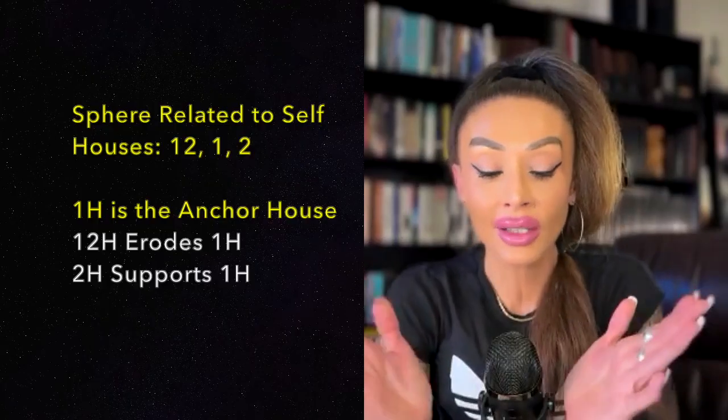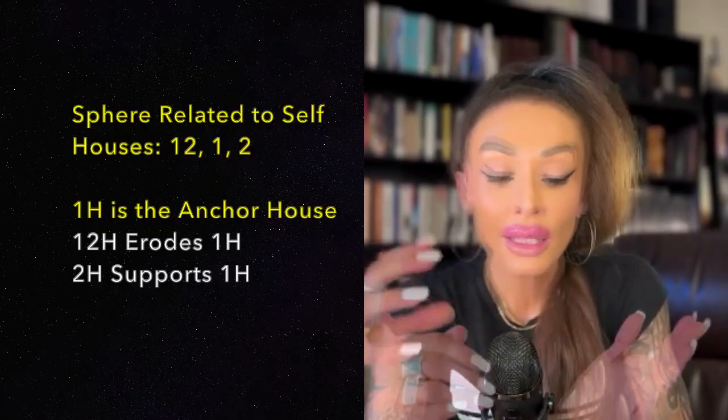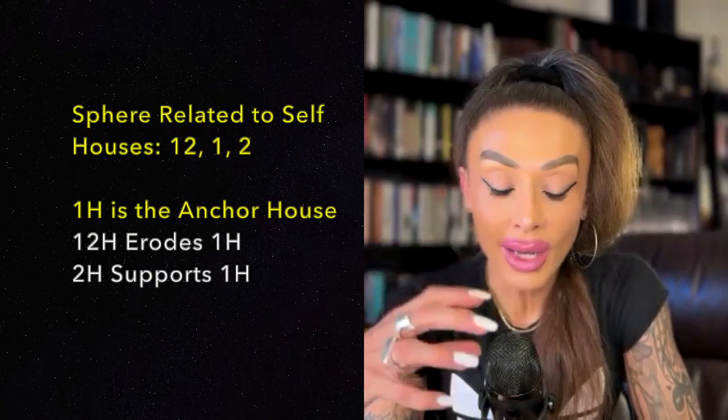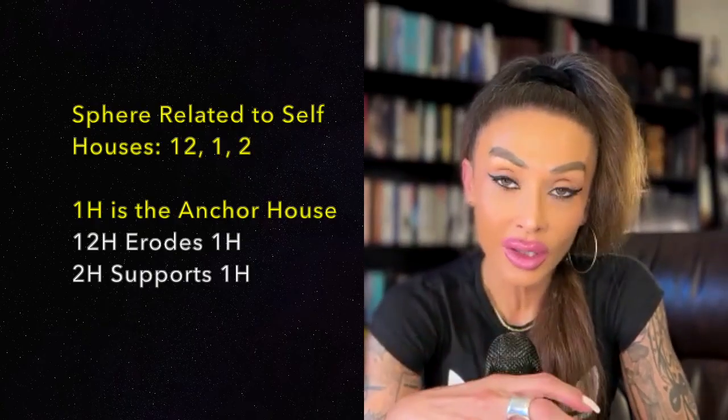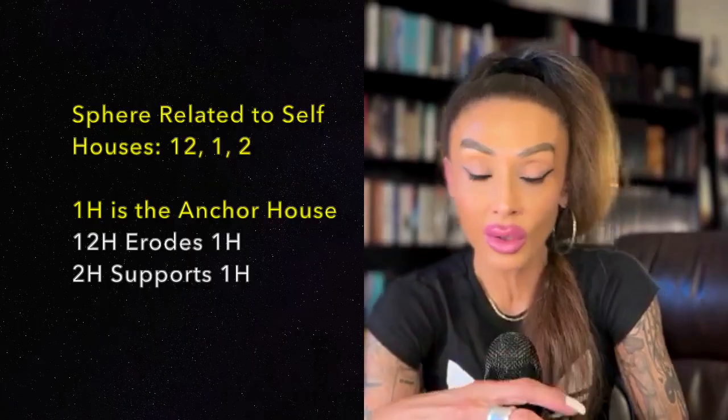So let's take the sector that's related to the self, which includes houses 12, 1, and 2. The houses beside them, there's always one house that is considered below the anchor point and another house that's above the anchor point. The house that's below the anchor point is always going to come and support that anchor point, and the house that's above it negates, reduces, or erodes the significations of the first house.